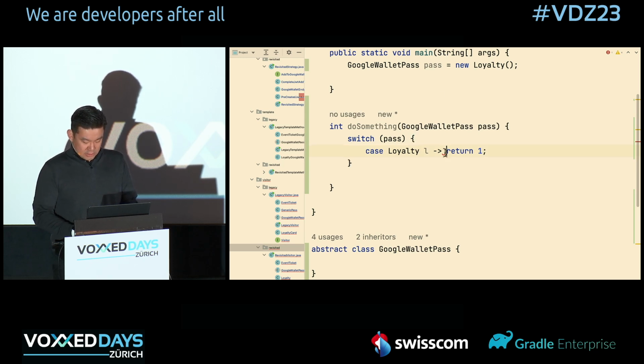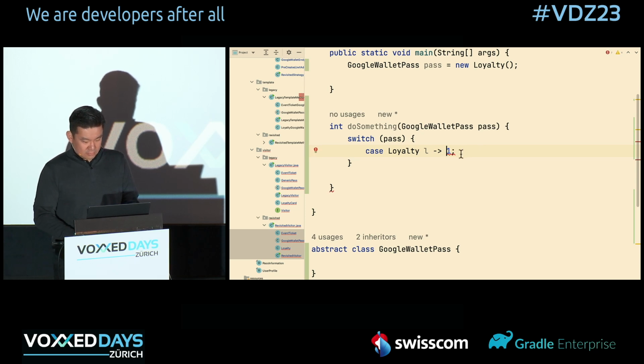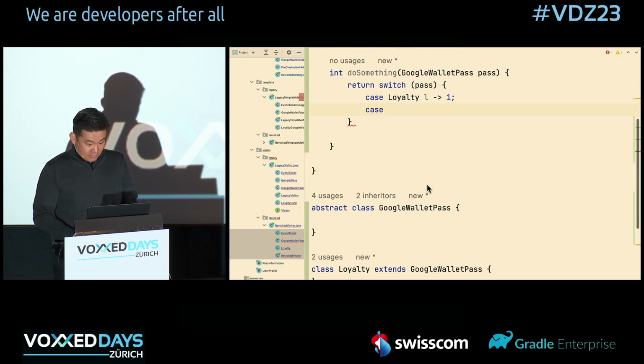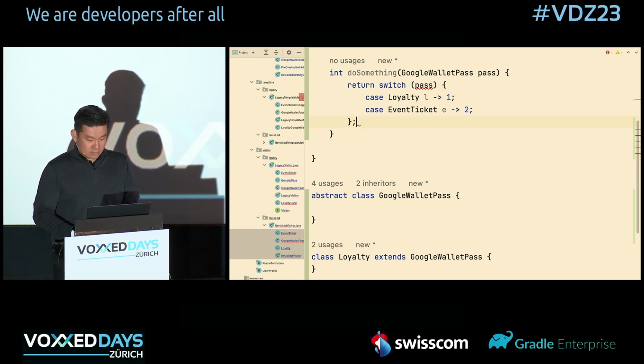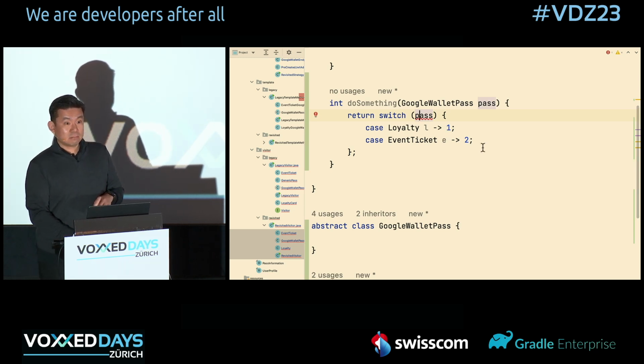Okay. And actually it needs to be 1. Case Loyalty. What am I missing? Return, yeah. Case EventTicket should be 2, and this goes on. Okay. Why is it complaining? Because the switch is not exhaustive.